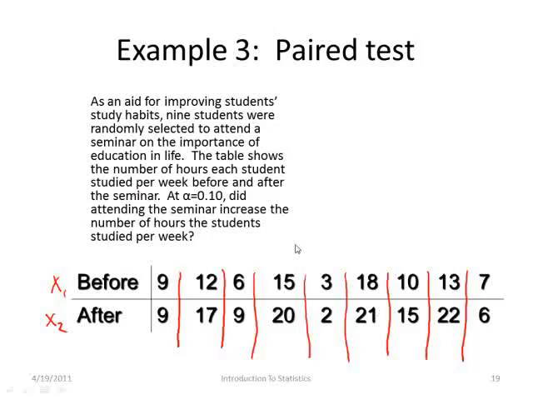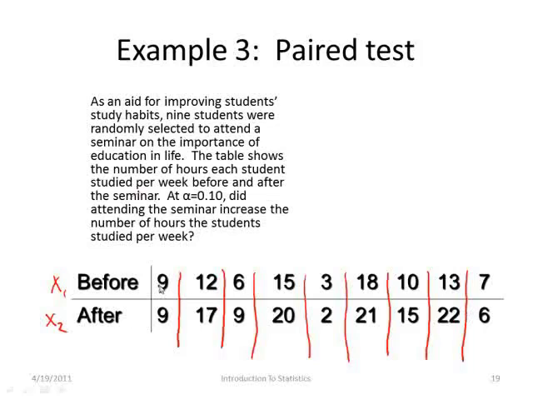Okay, let me. All right, let's go with the idea that the seminar did not work. So we just said that these numbers should be pretty close. How can I tell if these numbers are going to be pretty close? What could I do? Other way. Subtract them. Right?